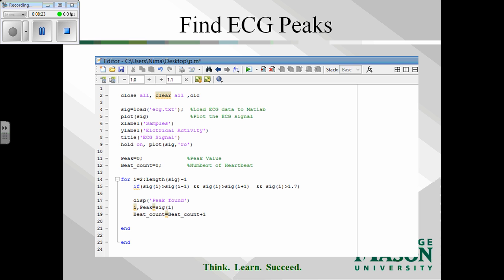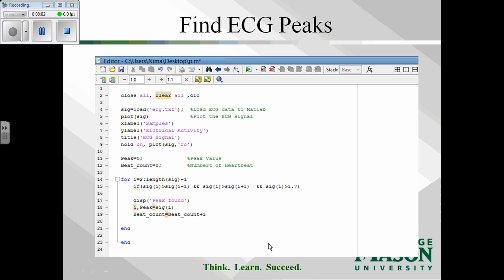So that's what this program is doing. We're basically saying we're looking for peaks. So right now we don't have any peaks. Peak equals 0. Okay. We want to do a beat count. Right now it's 0 because there haven't been any beats. And we do our for loop. So for the time period that we have our signal, if the signal at that spot is greater than the spot before it, and the signal at that point in the graph is greater than the spot after it, and it's also greater than 1.7, then we found a peak.